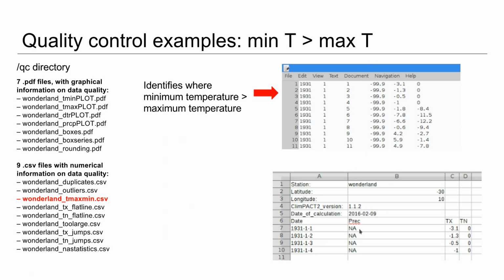Okay, the next file is tmaxmin.csv, and this just identifies dates where the minimum temperature is greater than the maximum temperature. So here in our sample input file, the minimum temperature I've set for the first few days is 0 degrees, which could be fine, but the maximum temperatures are all negative, okay, which obviously indicates some input problem. And so these dates are listed in the tmaxmin CSV file, so that you can go back into your ClimPACT input file and make an appropriate change.